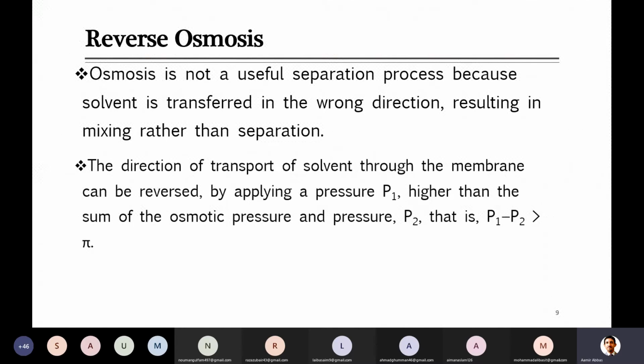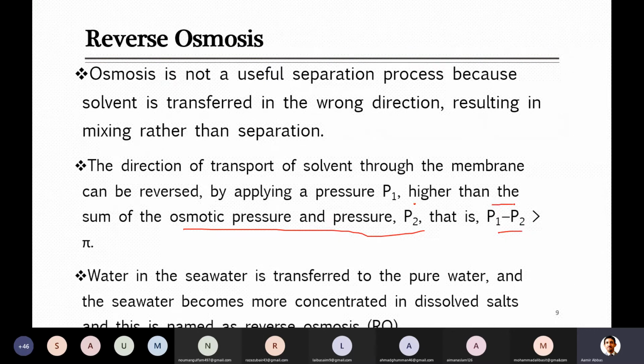So you reverse it, you go against it. In order to reverse the direction of transport of solvent through the membrane, we can apply pressure, and that pressure should be higher than the sum of the osmotic pressure as well as the pressure on the other side of the membrane. The pressure should be greater than the difference between these two pressures, so that you can apply it and move the water.